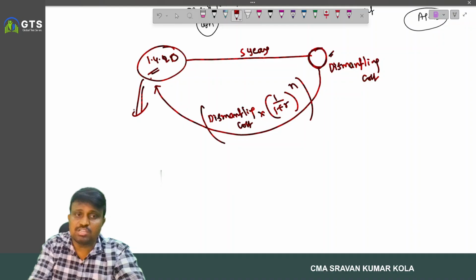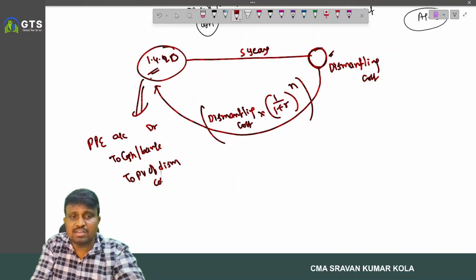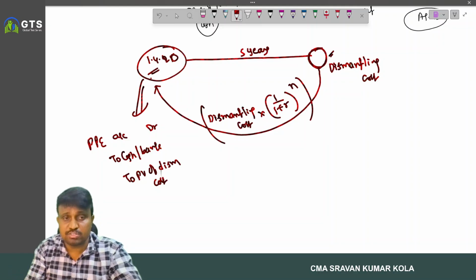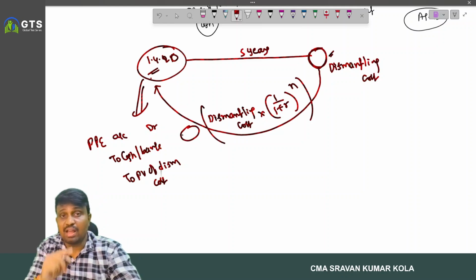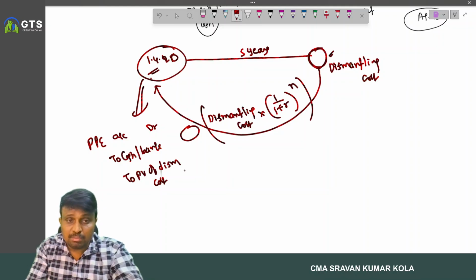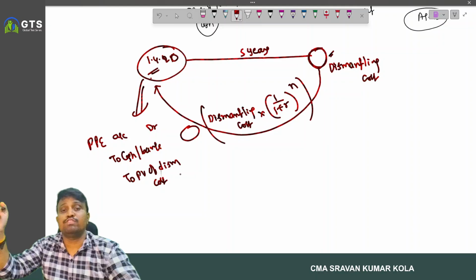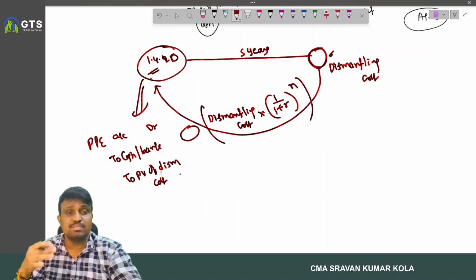And while writing the journal entry also, we have to write: PPE account debited, to cash or bank, and to present value of dismantling cost or decommissioning cost, if any. Here, the first two points, purchase price and the directly attributable cost, we have incurred as of now. But the dismantling cost is to be incurred after 5 years. So that's why we can't consider it as a payment now.